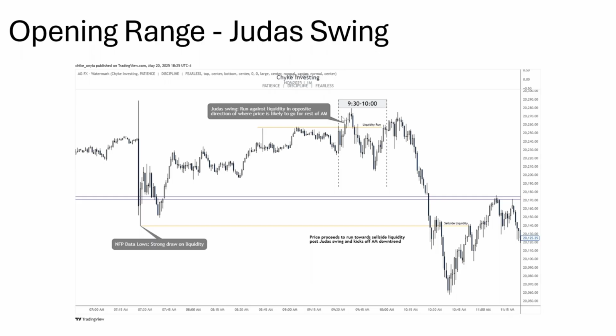Price returns back to that, doesn't take out this high, and then you can see the AM trend now kicks off to be bearish and takes out these relative equal lows right here and the data low sell side. So again, a Judas swing is the opposite run against liquidity, which is going to be the opposite direction of where price is likely to go for the rest of the AM session.